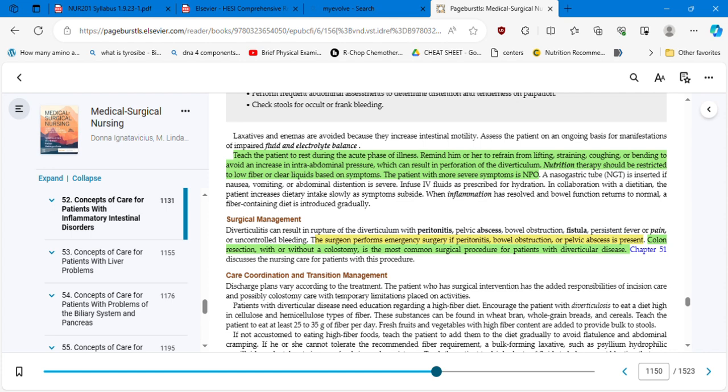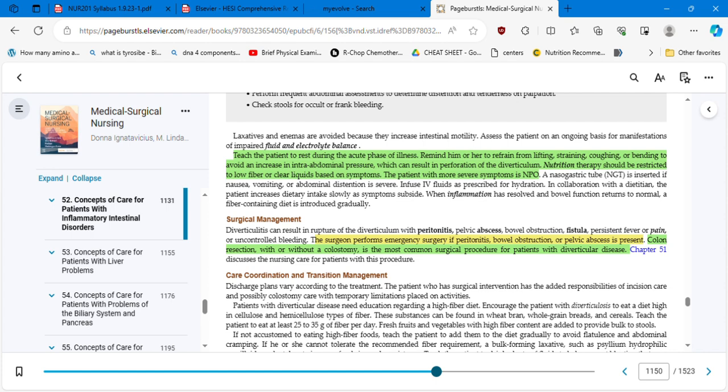Again, the same thing happens in all gastrointestinal diseases. You have to avoid this lifting, straining, coughing. Most of the muscles that are involved in these activities are located in the abdominal area.